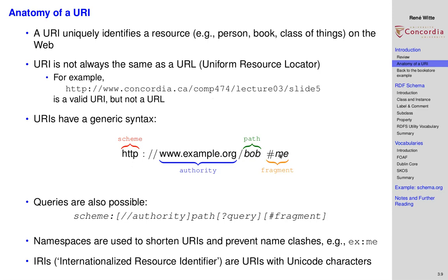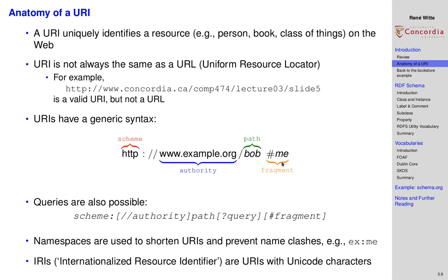We've seen this a few times, Bob#me. Bob would be the page, basically the whole graph. And this here would be a fragment, like one node in the graph. And you can have more complex things in there. You can have these queries embedded and a few other technical details.